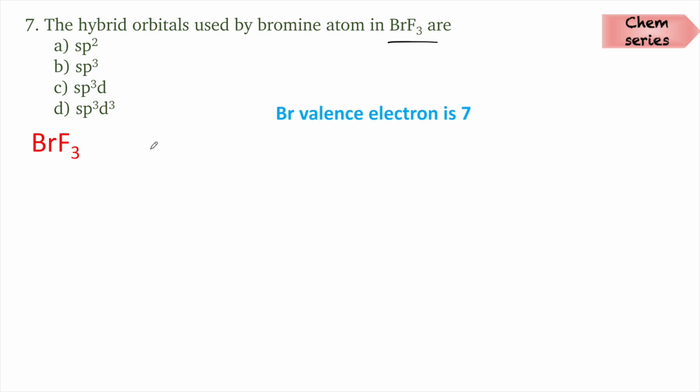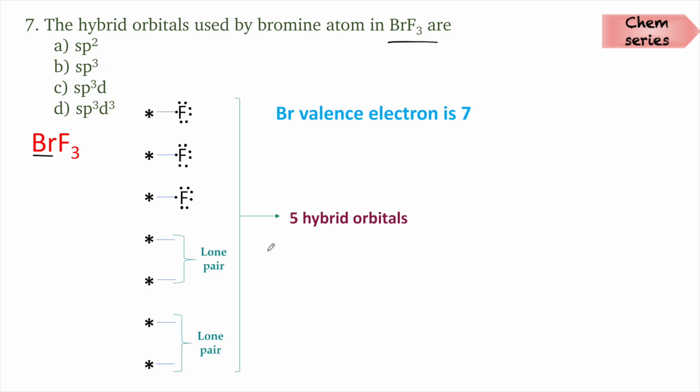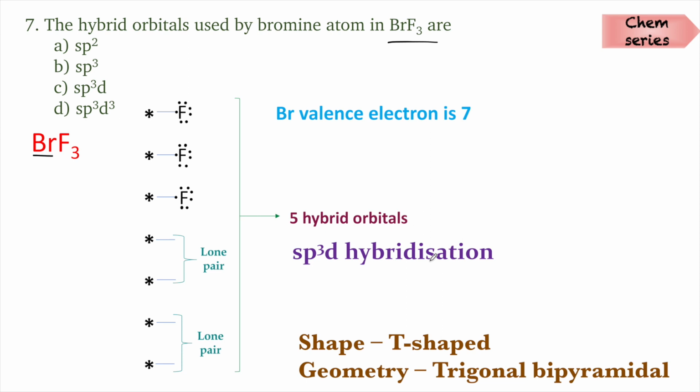We take BrF3 and its bromine will be our central atom, and bromine has valence electrons of 7. Okay, and we have 3 fluorine atoms which are bonded with 3 valence electrons of bromine, and the remaining 4 non-bonded electrons will be there, which form 2 lone pairs. So totally there will be 5 hybrid orbitals that form sp3d hybridization. Fine. So the option will be C, sp3d hybridization.